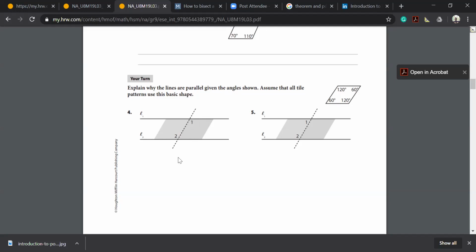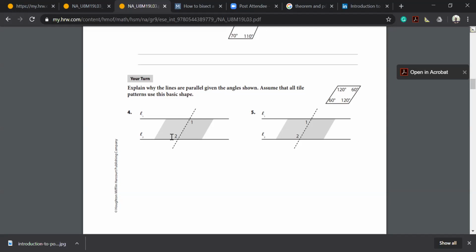Are they same side interior angles? Again, no. Same side will be this angle with this. So this is not the same side. Let's continue. Are they alternate exterior? Actually, alternate exterior will be outside the lines.